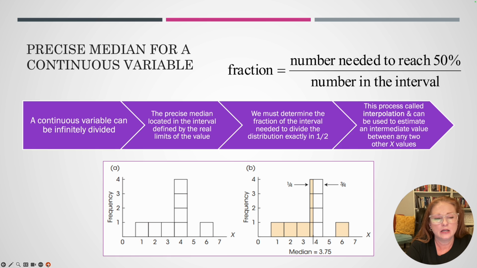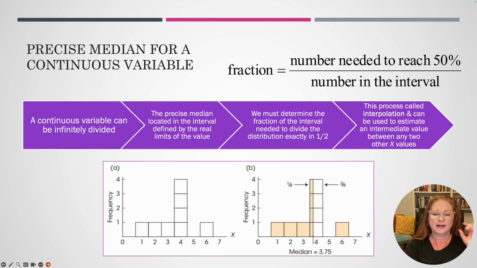Okay. Locating the precise median in a continuous variable gets a little bit tricky. Use a fraction: the number needed to reach 50% divided by the number in the interval. Okay, so how you do that is you take the continuous variable, and keep in mind the continuous variable is anything that can be infinitely divided. Time, measurement, that type of stuff. So we're not dealing with nominal or ordinal data.